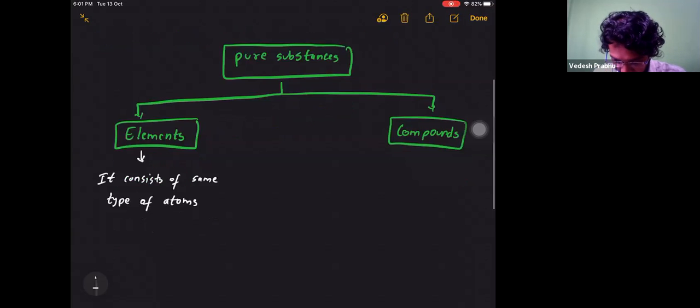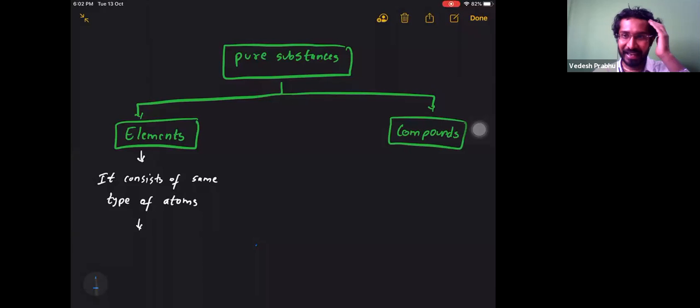What do I mean by this statement? If I take an iron rod, the iron rod will have only iron atoms. It will not have gold atoms. If I take a silver spoon, the silver spoon will have dash atoms. Fill in the blanks. Silver spoon will have silver atoms. That's all. So the elements have the same type of atoms. That is your definition. I'll give here an example.